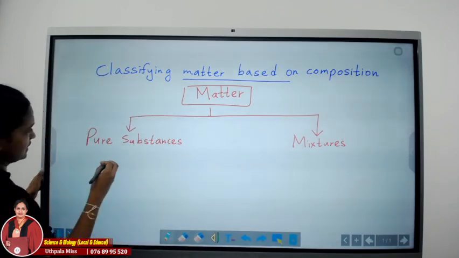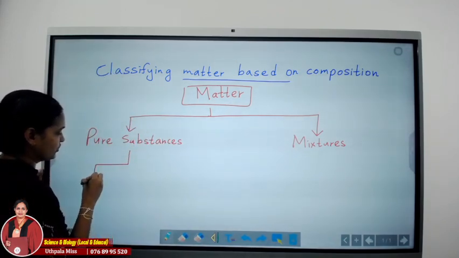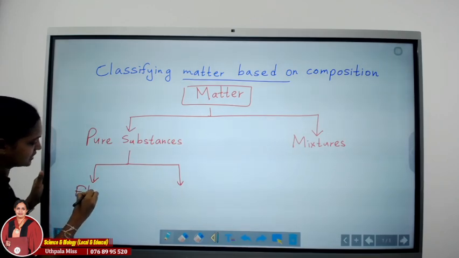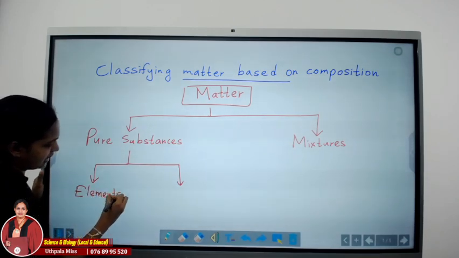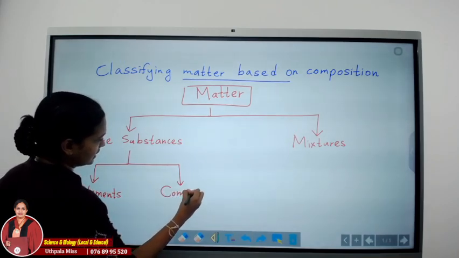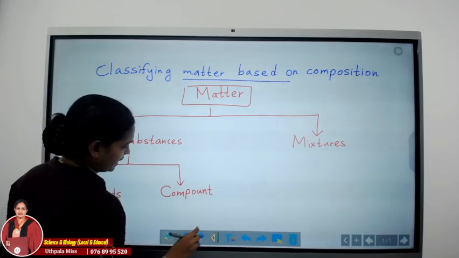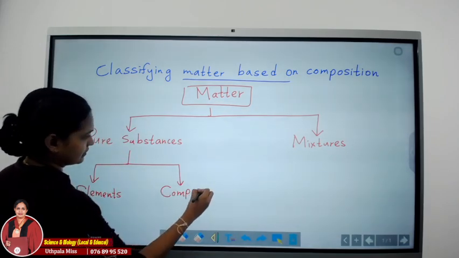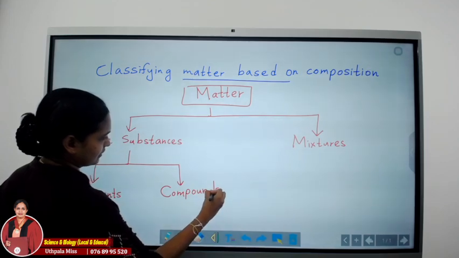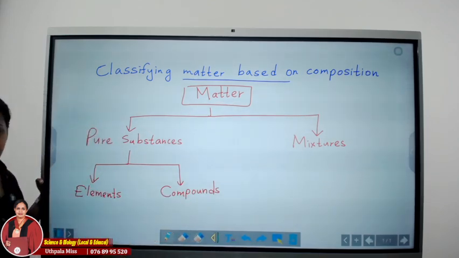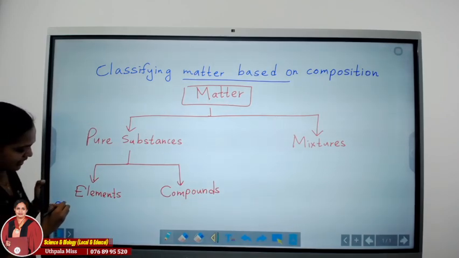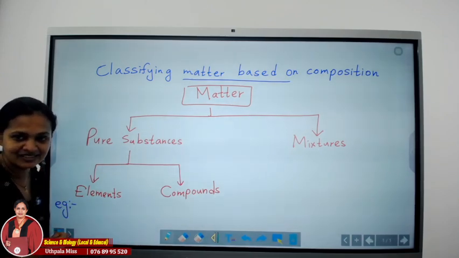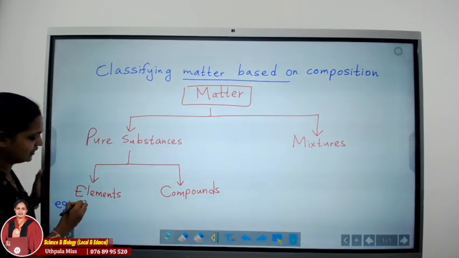So the pure substances can be further divided into two categories, elements and compounds. I will give you time to write, just listen. Elements and compounds. Can you give me an example for an element and a compound? For elements, we can get silicon, gold, hydrogen, iron.